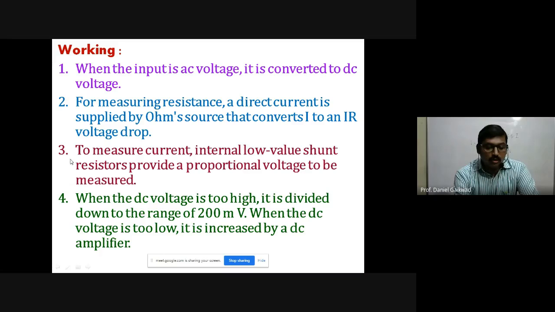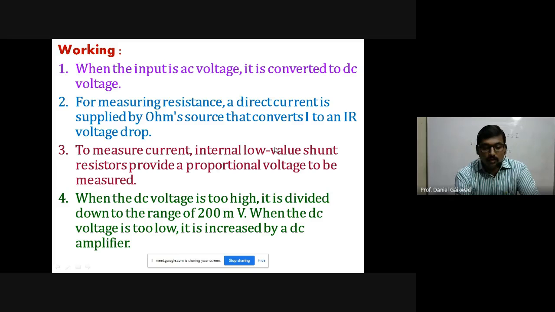Okay. Now number third, to measure current, internal low value shunt resistance. Check carefully. To measure current, internal low value shunt resistors provide a proportional voltage to be measured here. So for measurement of current, we have internal low shunt resistance. So we have shunt resistance internally connected.